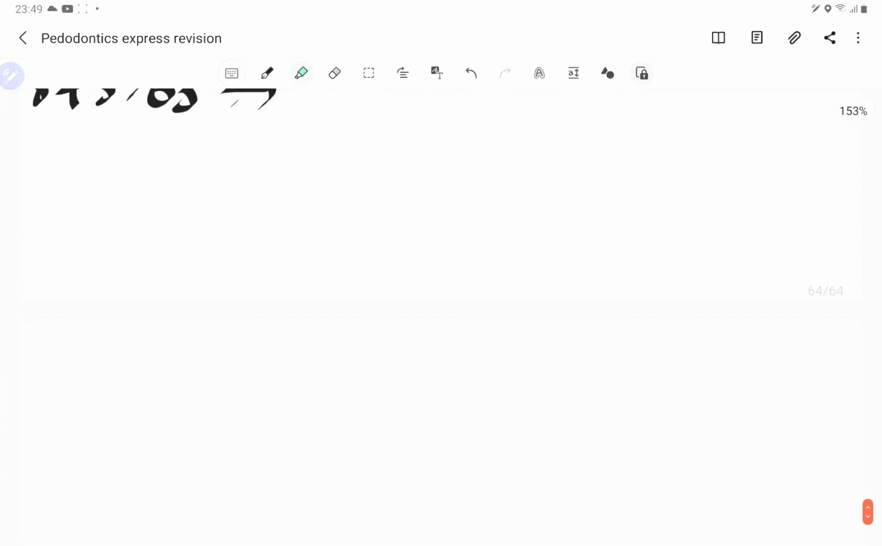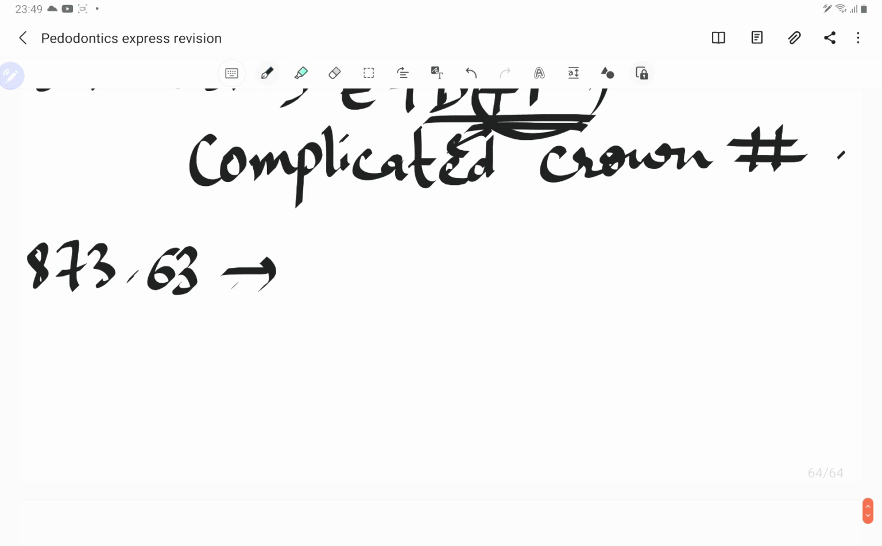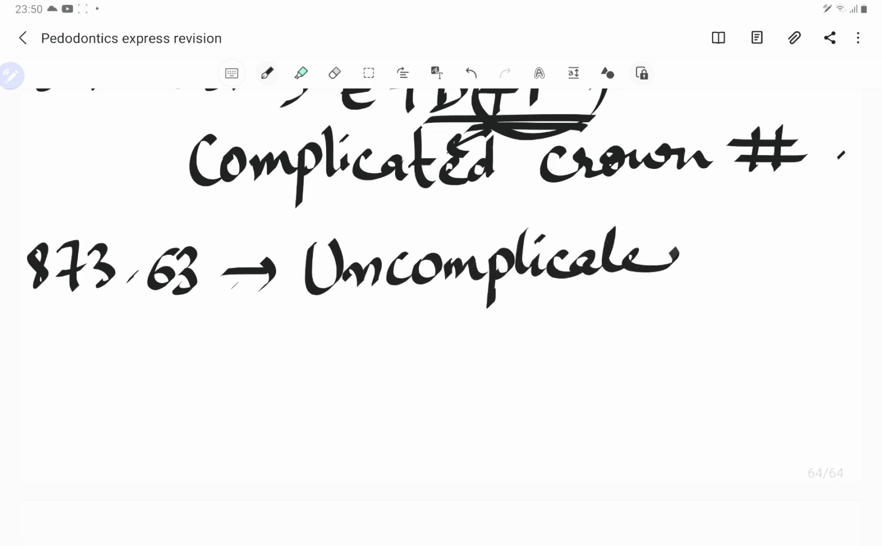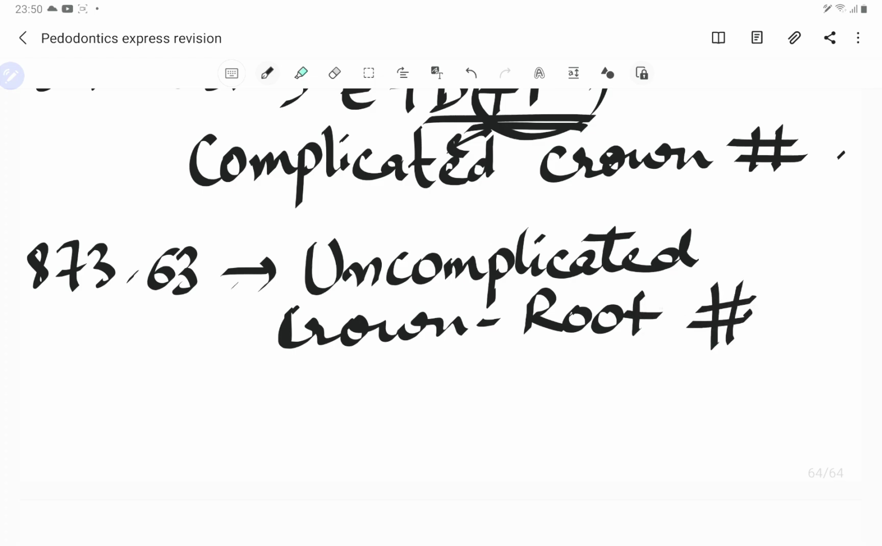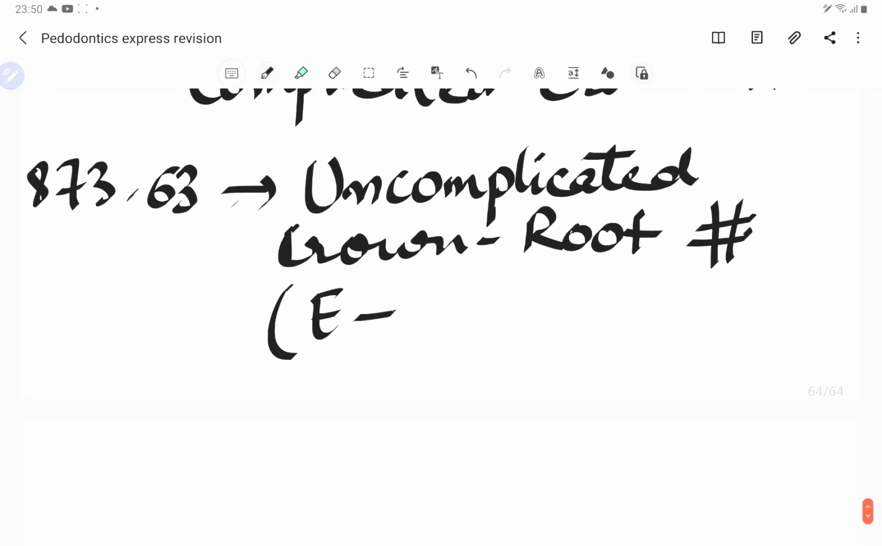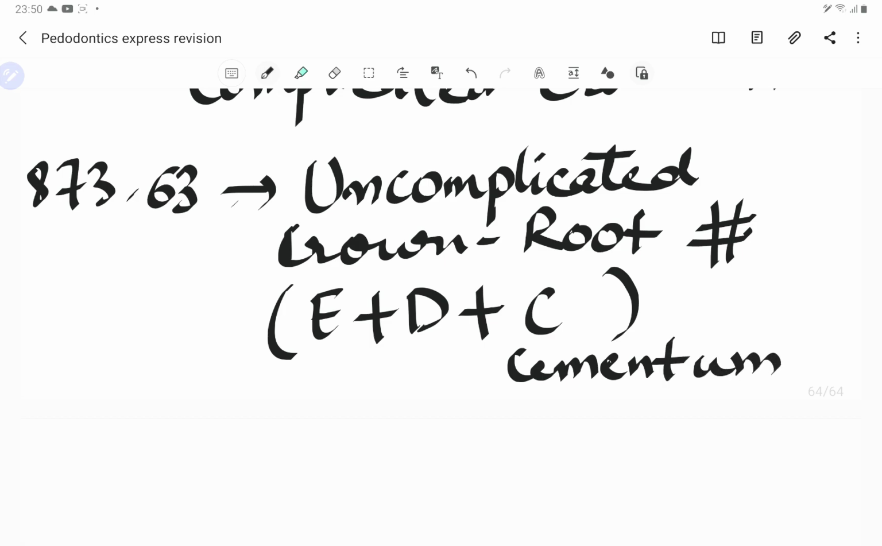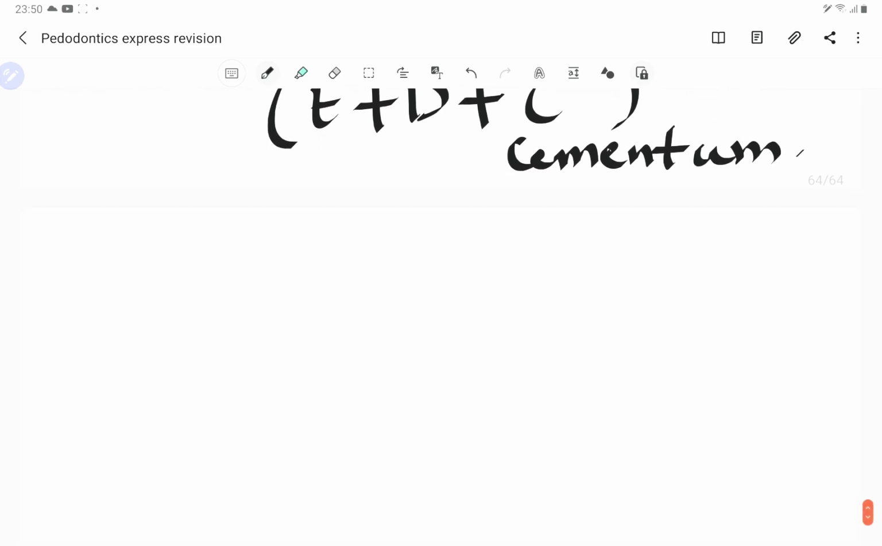Now also we will be talking about the root crown fracture here. So 873.63 in the Anderson is again uncomplicated, but this time it is root crown fracture, or you can say crown root fracture. Earlier it was only crown, but here crown and root both are involved, but it is still uncomplicated. That means there is fracture of enamel, involvement of dentine, as well as, guys, we have cementum in here. So C is the cementum. So we have crown, enamel, dentine and the cementum involvement.